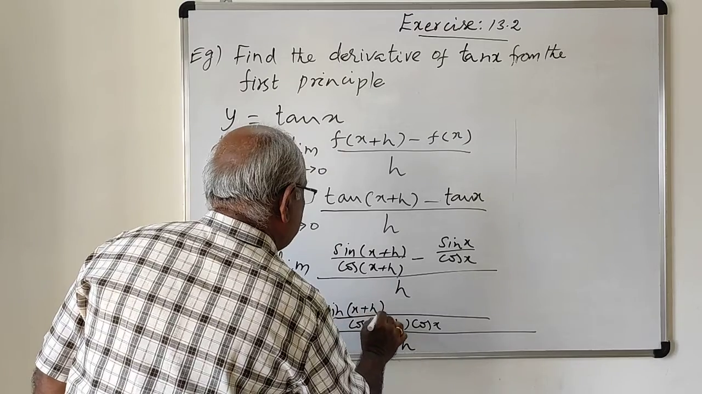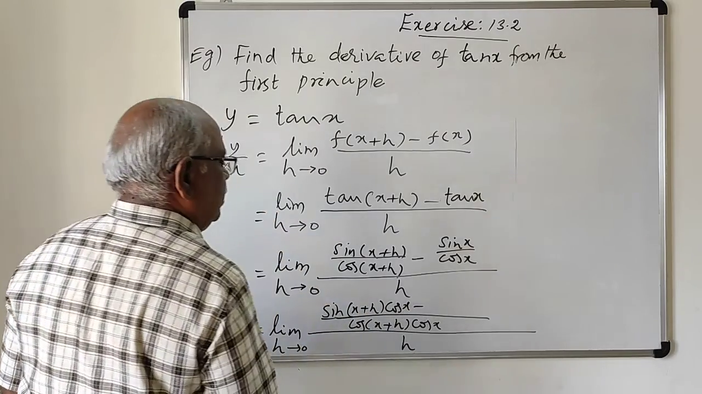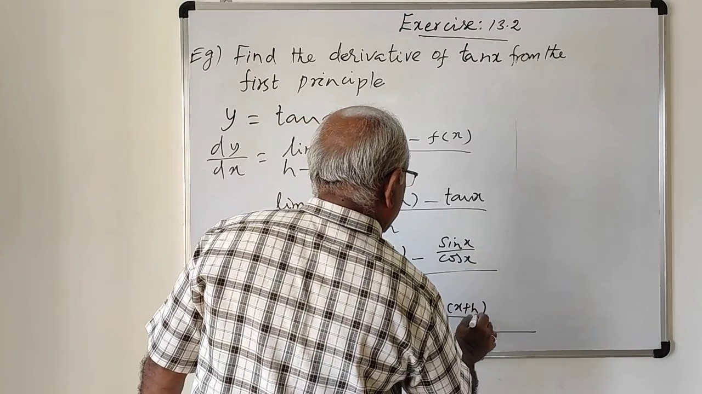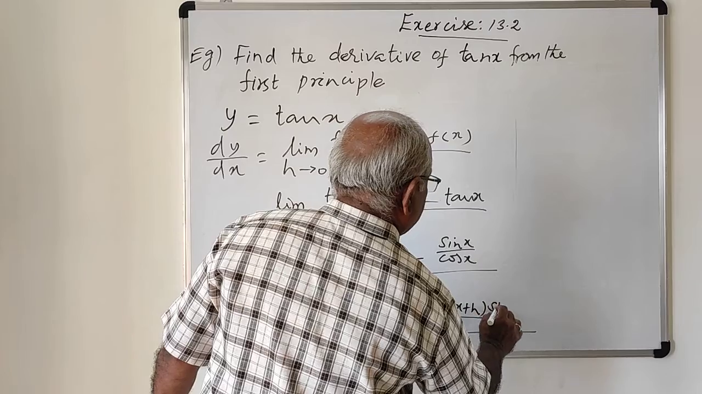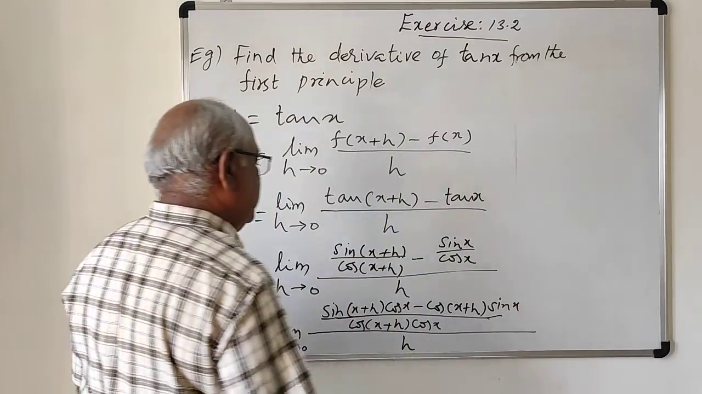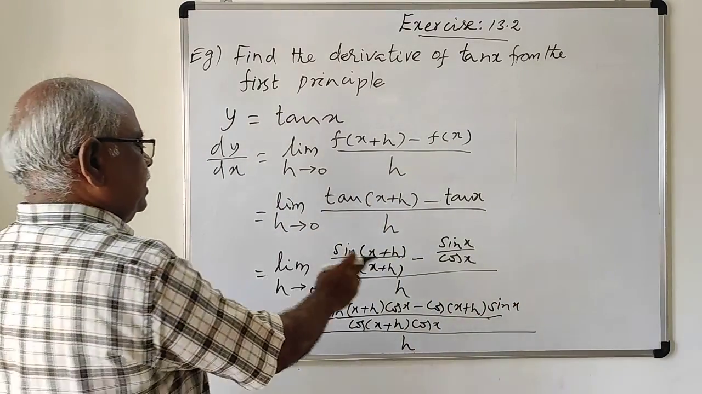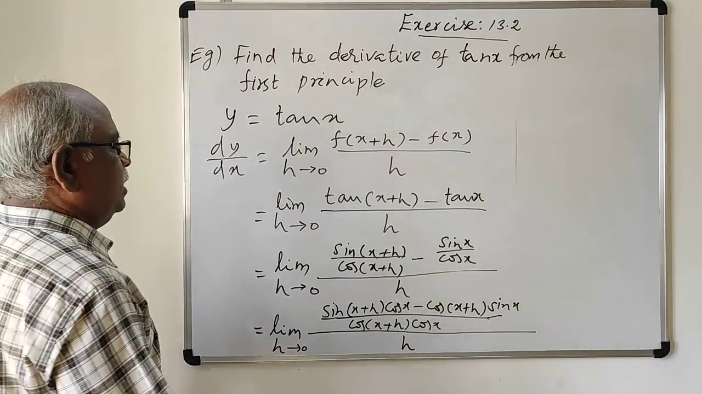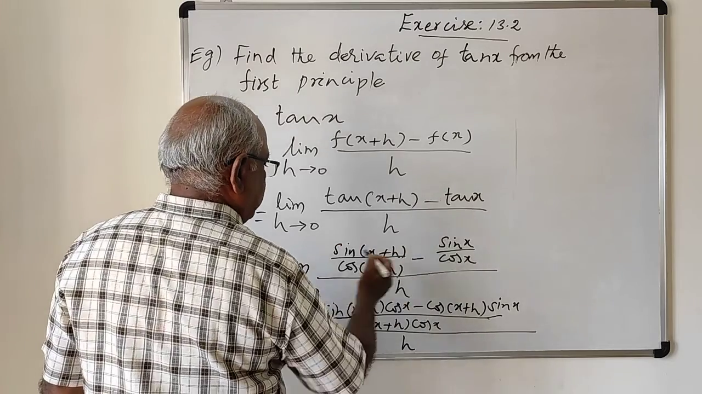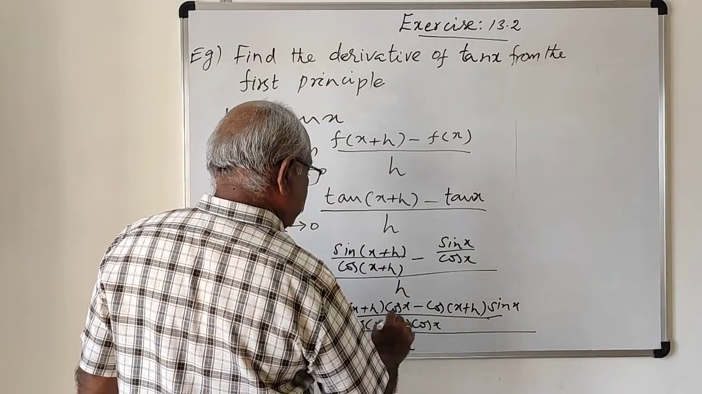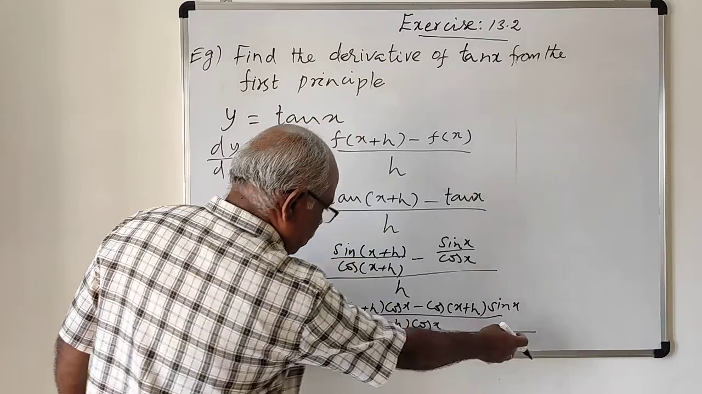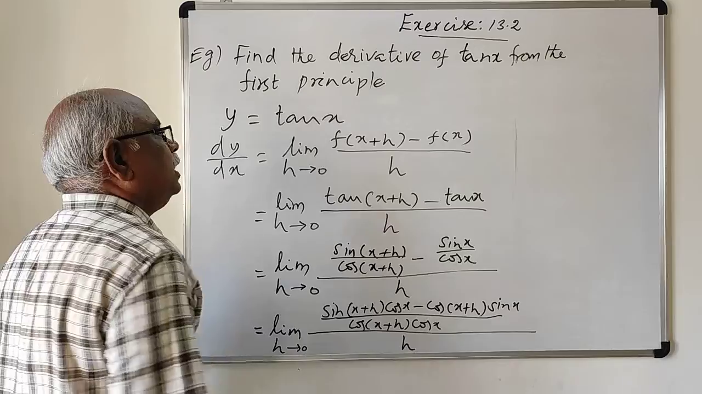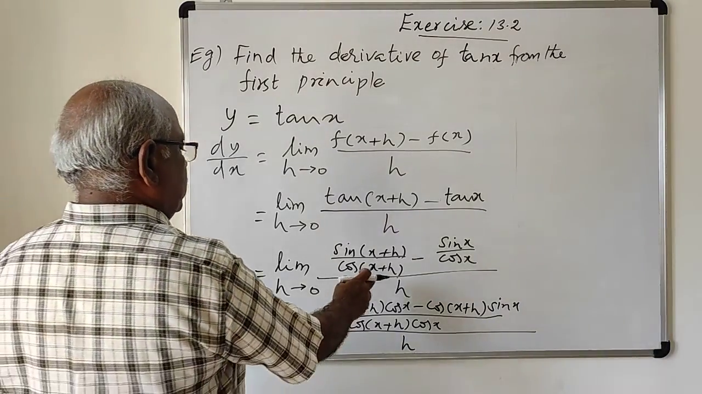sin(x+h) into cos x minus, by taking LCM, cos(x+h) into sin x. This is the idea. After taking LCM in the numerator as cos(x+h) and cos x, we will get [sin(x+h) cos x − cos(x+h) sin x] divided by cos(x+h) into cos x as LCM. The whole denominator is divided by h, which is again already we have in the denominator h.